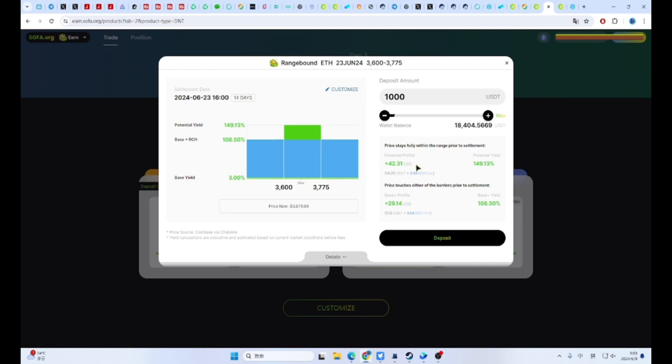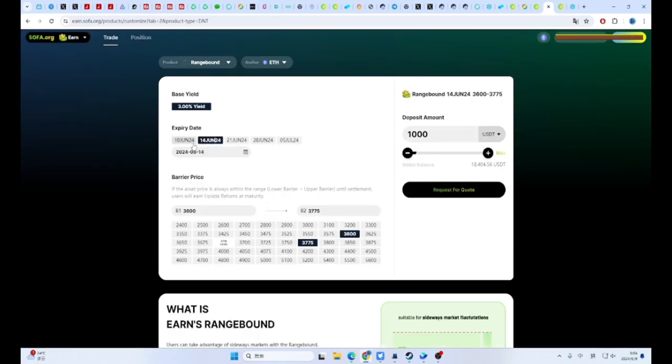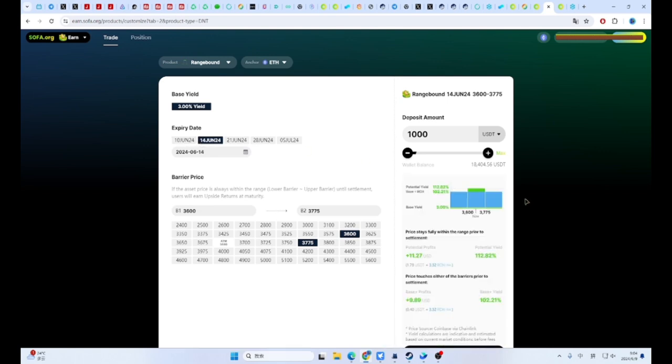As the RCH airdrop becomes harder to obtain over the next 20 days due to increasing prices and popularity, I suggest you click on the Customize option. We'll go for a 4-day term, which is the nearest one available. Today is the 9th, so the 10th is too close. Let's pick the nearest available date. I think the overall return will be relatively good.